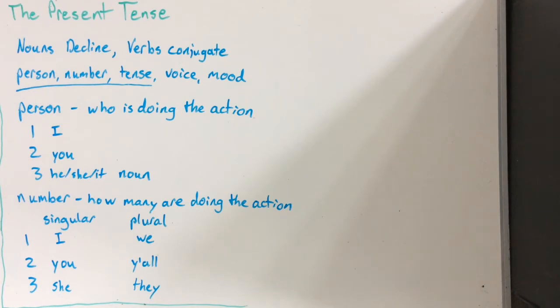Notice it's a little bit weird that the verb person is expressed with the numbers 1, 2, and 3, while the verb number is expressed by the words singular and plural. But if you keep in mind that it's showing who and how many, that will help you keep them straight. Now let's apply this to Latin.